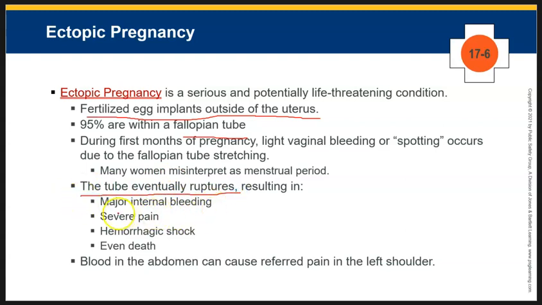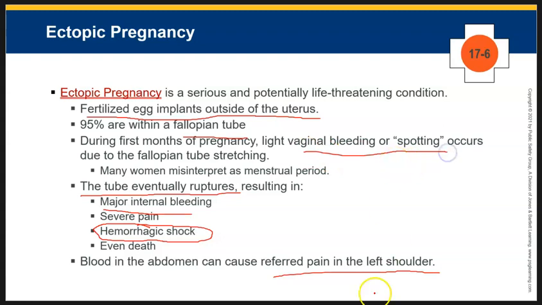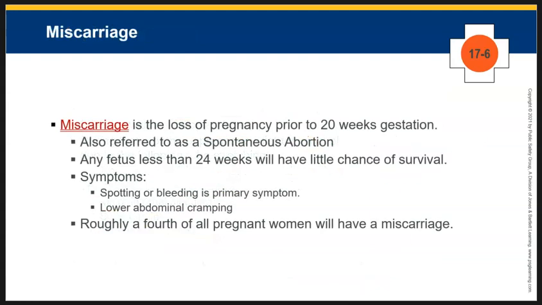You can imagine that this will cause major internal bleeding with the potential of moving towards a hypovolemic or hemorrhagic shock. One of the signs and symptoms of this can be referred pain in the left shoulder, along with some of the other things that we would see, just some of the spotting that can occur early on.